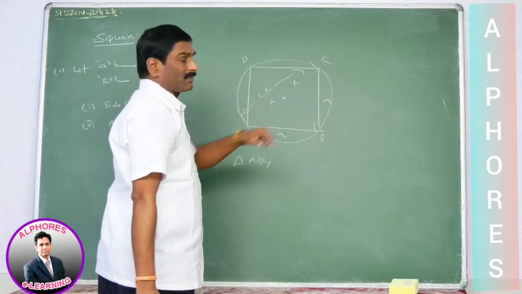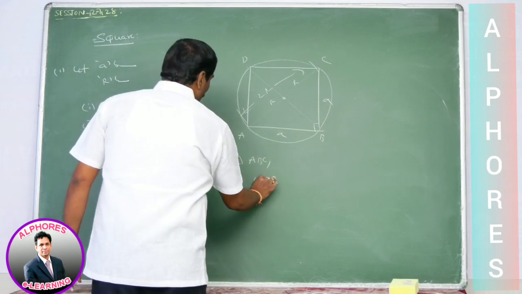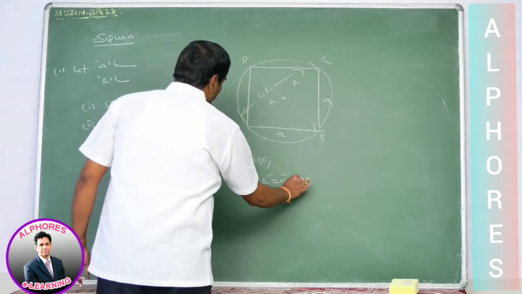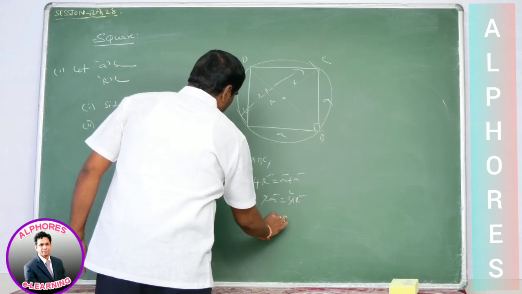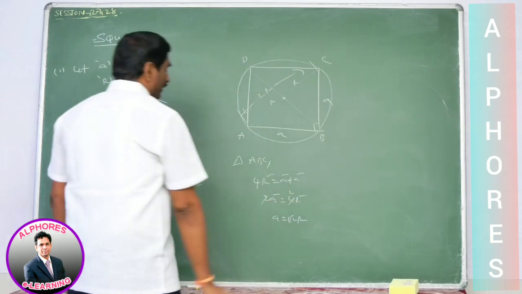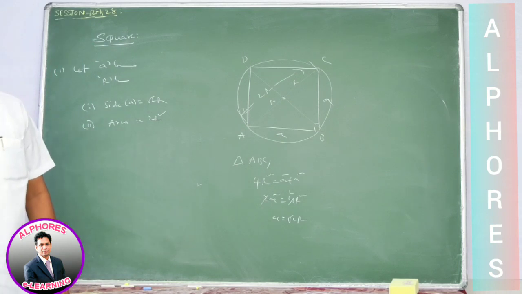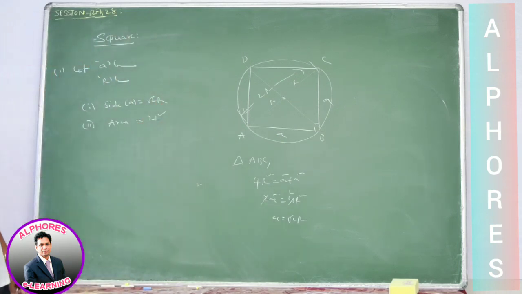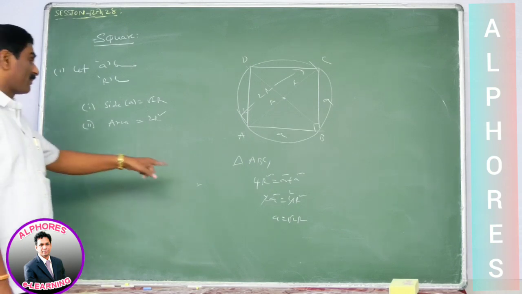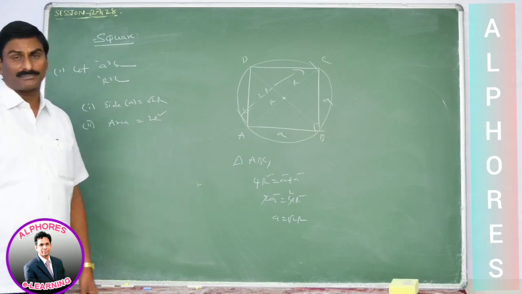From triangle ABC, hypotenuse square is equal to side square plus side square. 2R whole square means 4R square is equal to a square plus a square. 2a square is equal to 4R square. That means a is equal to root 2 R. If the radius of the circumcircle of the square is given, then the side of the square is equal to root 2 R. Area of the square is equal to a square, that means root 2 R whole square, that is equal to 2R square.